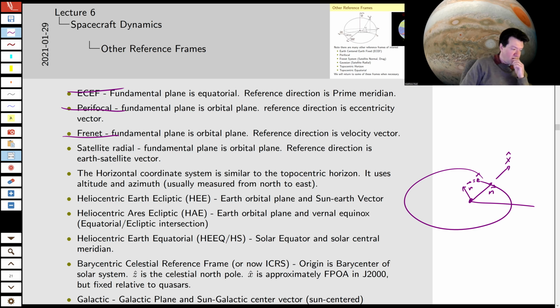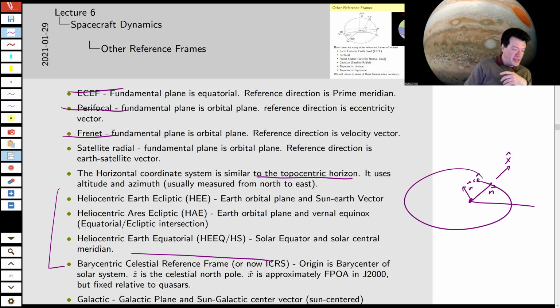Let's see what else we got here. Horizontal coordinate system, similar to topocentric, but uses azimuth and altitude. Heliocentric coordinate systems, we've got a few of them here. We talked about one already, this HEEQ one.